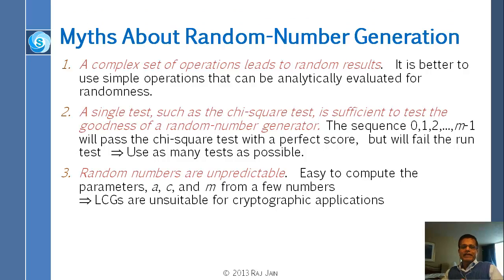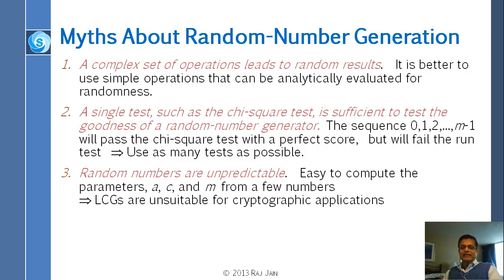Right, now a number of myths about random number generation. First is that a complex set of operations leads to random results. A lot of people who don't know about random numbers believe that if they do something complex, add, multiply, divide, and then shuffle and this and that, they will get a really good random number generator. Well, they don't know because that may fail all the tests. Complexity does not mean random. Complexity simply means more work, and simplicity could be as random as you need.